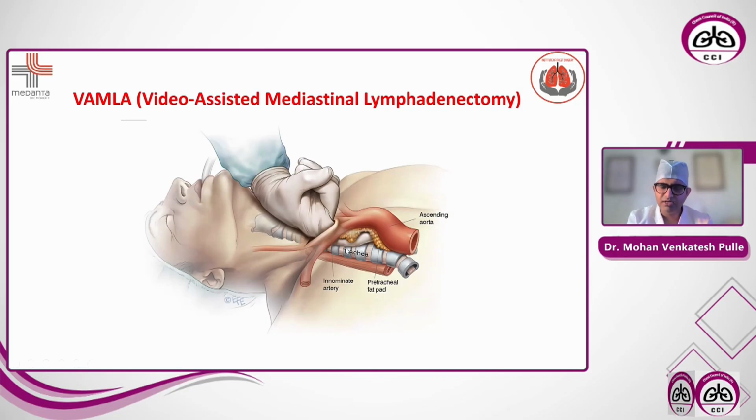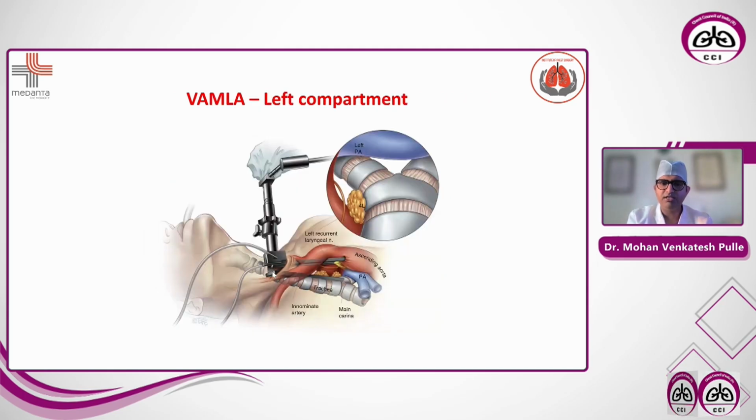You can see here the surgeon is creating a pretracheal plane. The plane is between the trachea, exactly over the anterior wall of the trachea. All soft tissues and the aorta and vascular structures are lifted off. You create a plane there and put a scope. You can see here, put a scope.